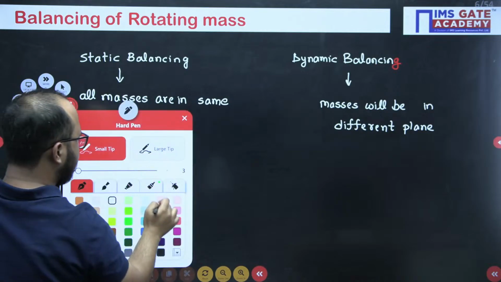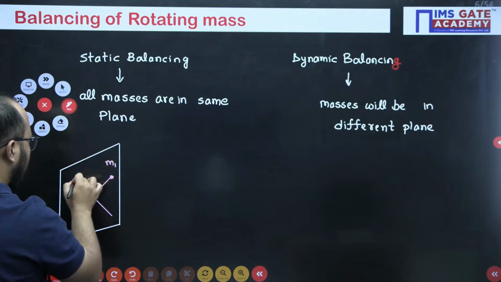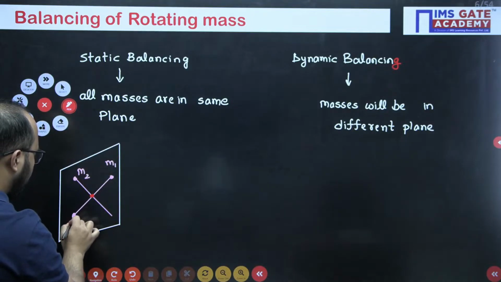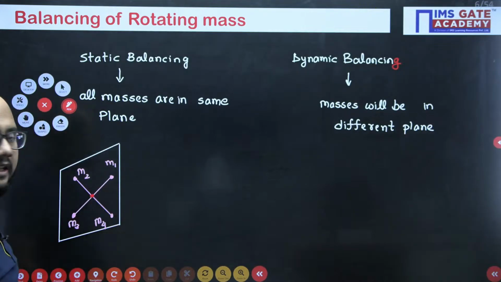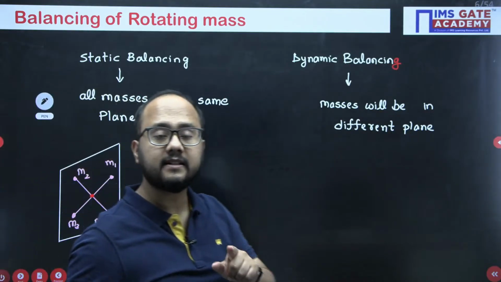Like this, different masses have been attached. So you can consider this as M1, this one as M2, M3, M4, like this. A very important point here, guys: all the masses are in the same plane.